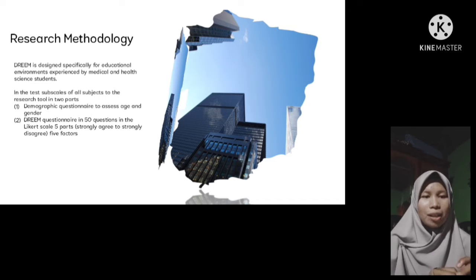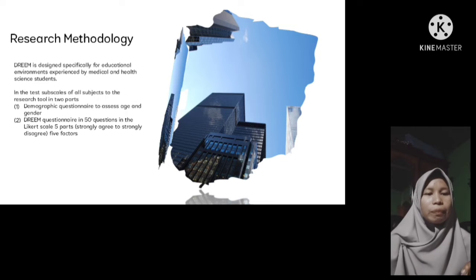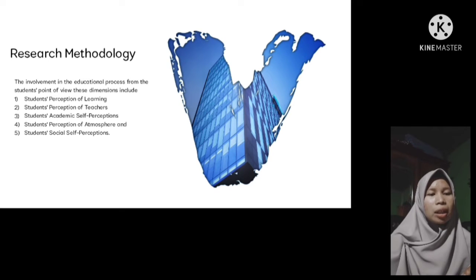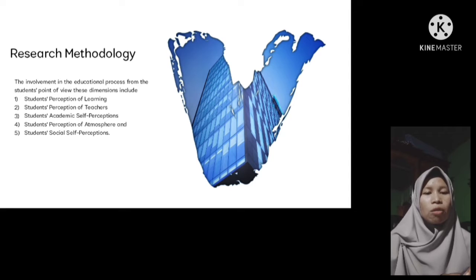In the test, all subjects were given the research tool in two parts. 1. A demographic questionnaire to assess age and gender. 2. The DREEM questionnaire with 40 questions on a Likert scale of 5 parts, from strongly agree to strongly disagree. Five factors assess and evaluate the educational process from the student point of view.